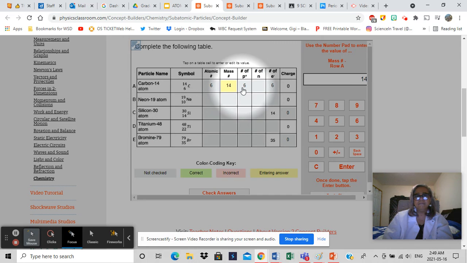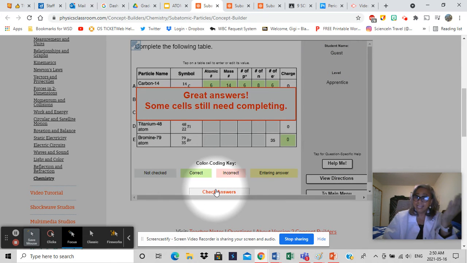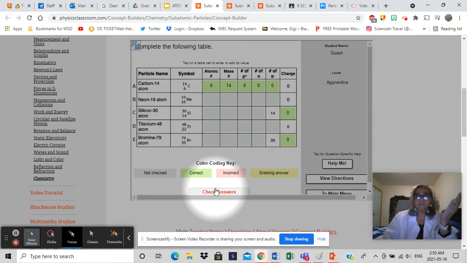So 14 minus 6. What do you think is the answer? If you're not sure about your math skills, you could always just use a calculator on your hand. 14 minus 6. Of course, I'm exaggerating here. I know you can do mental math. So this would be, yes, 8. Because 6 plus 8 is 14. So if you want, you can just check your answers. Great answers. Some cells still need completing, okay? And then you move on to the rest, right?